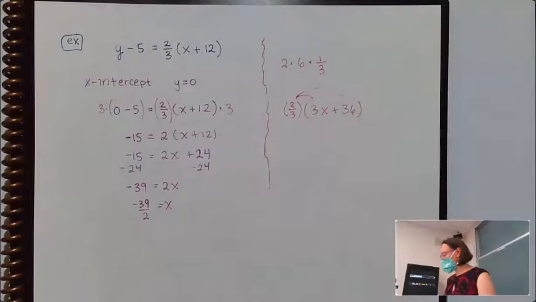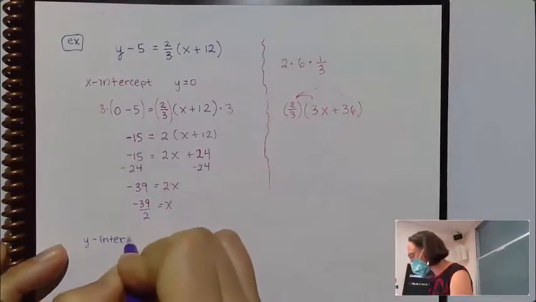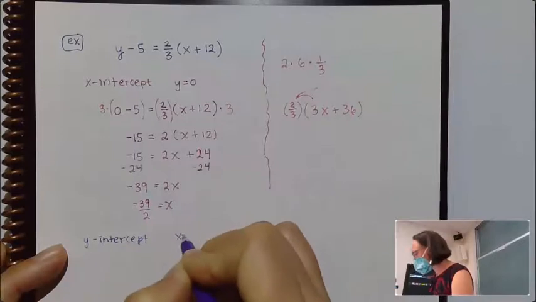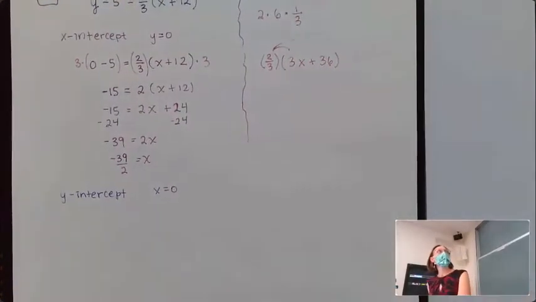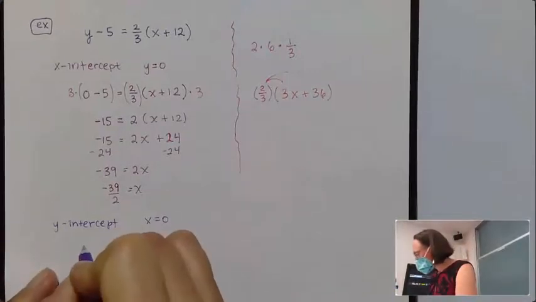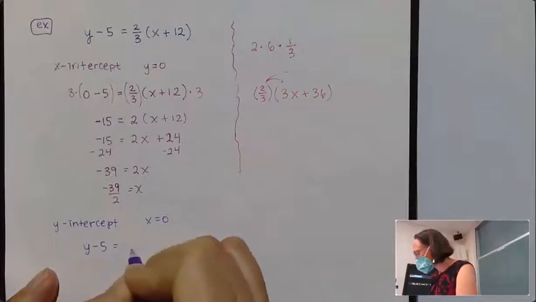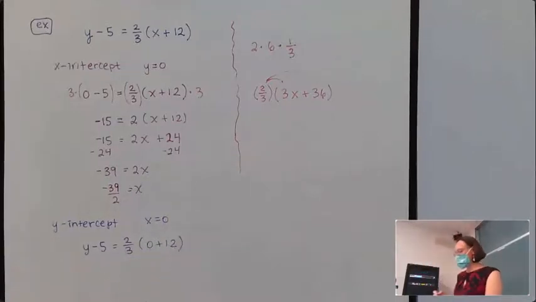Okay, all of that. We still don't have Y-intercepts, so we got to find Y-intercepts. Y-intercept happens when we set X equal to 0. I guess I should leave the equation on there. So if I set X equal to 0, I'm looking at Y minus 5 is equal to 2/3 of 0 plus 12. Well, this one isn't quite as messy.